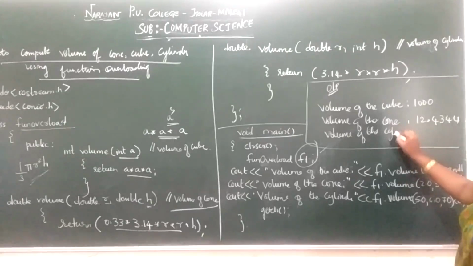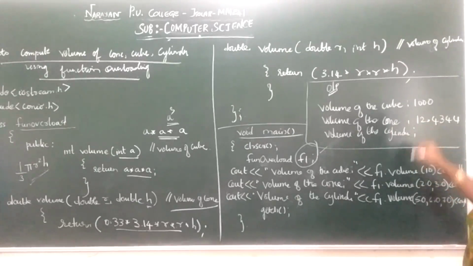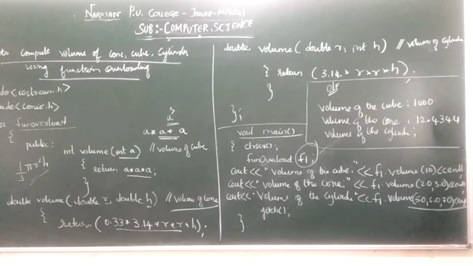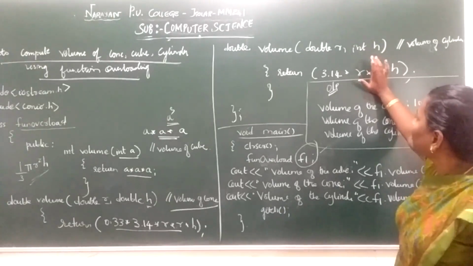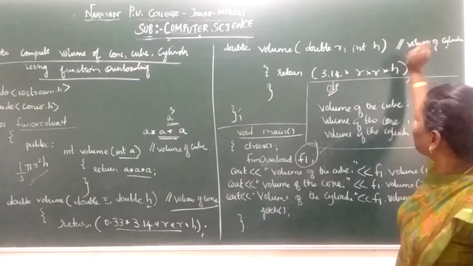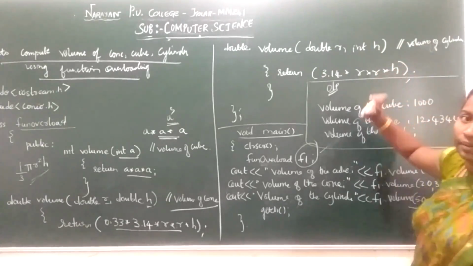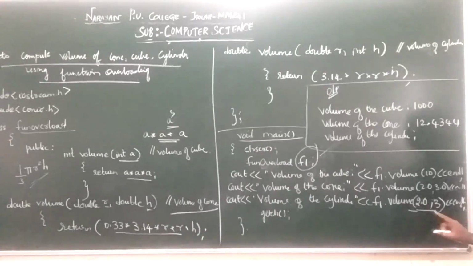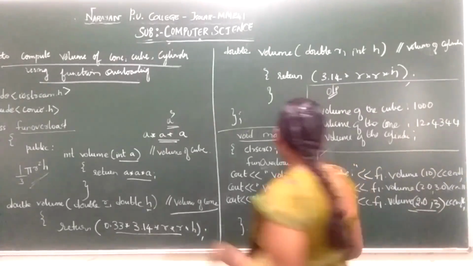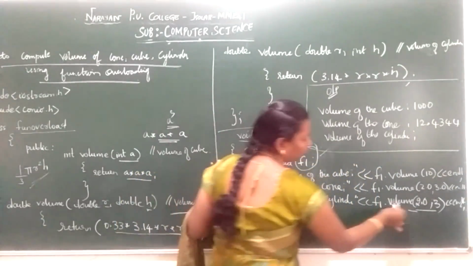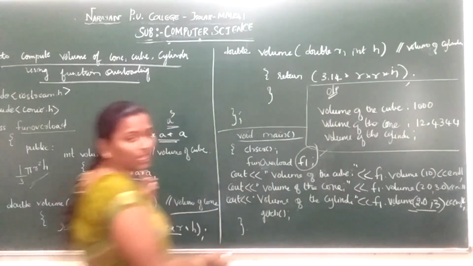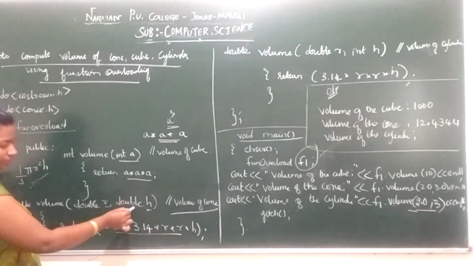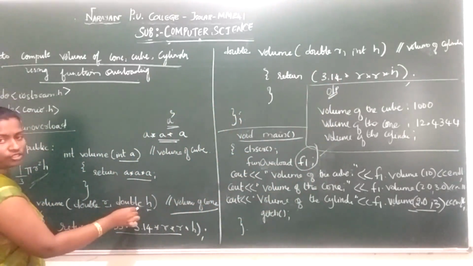Okay, last one, volume of the cylinder. How to calculate the volume of the cylinder? See how many arguments I am passing? 5, 6 and 7. So here we have the definition for volume of the cylinder. See here how to calculate the volume of a cylinder. How many arguments do I have? I have 2 arguments. Here too I have 2 arguments. Here it is double, here also it is double.